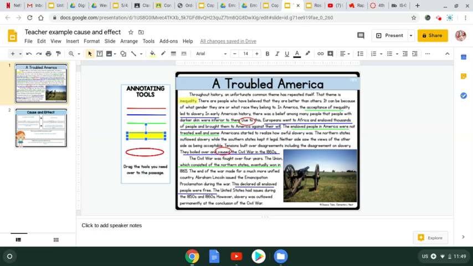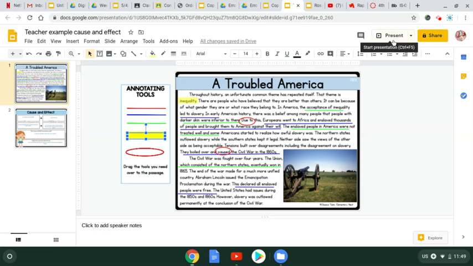Abraham Lincoln issued the Emancipation Proclamation during the war. This declared all enslaved people were free. The United States had issues during the 1850s and 1860s. However, slavery was outlawed permanently at the conclusion of the Civil War.